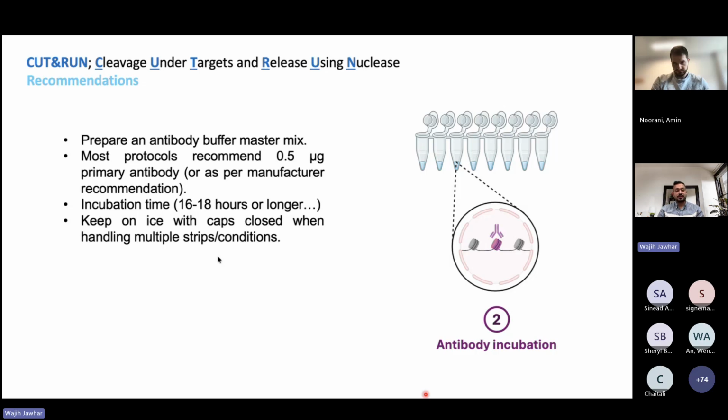And another note for incubation time and for the primary antibody, in most cases, using standardized protocols would work very well for most PTMs or for most targets, but you might have to optimize. And I'm going to provide a few resources at the end of the presentation.